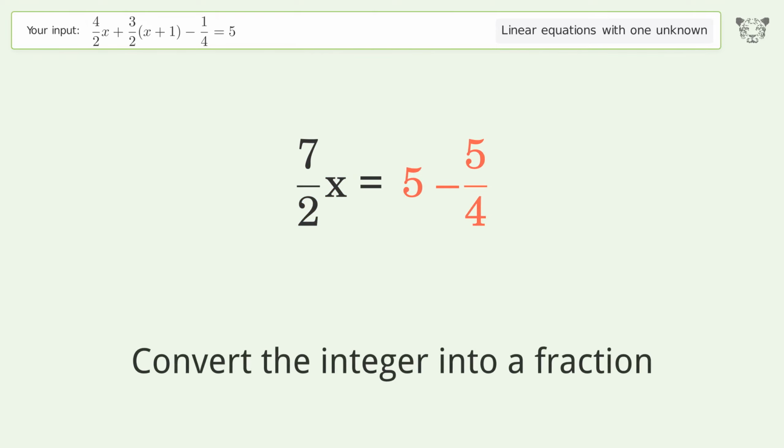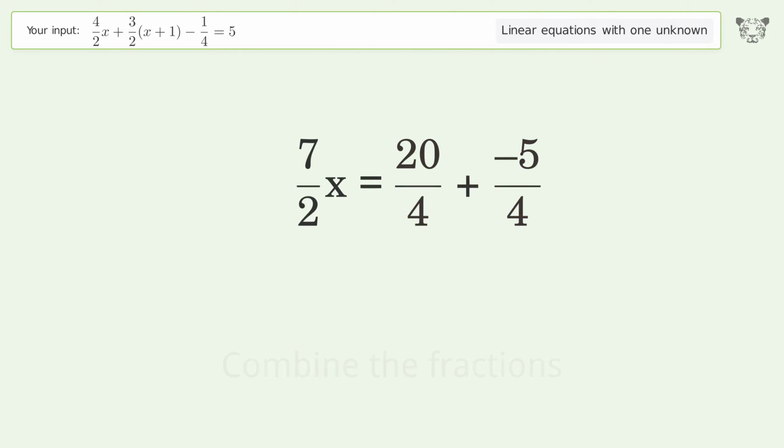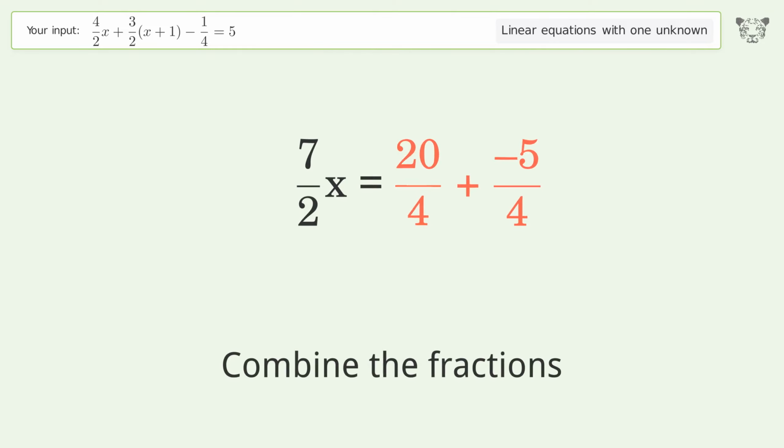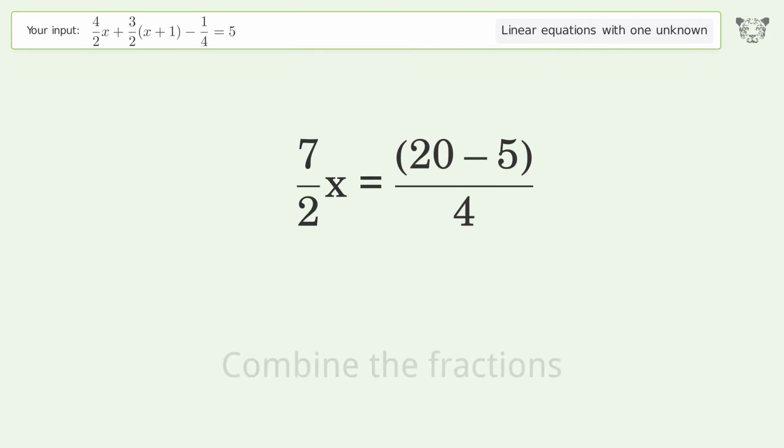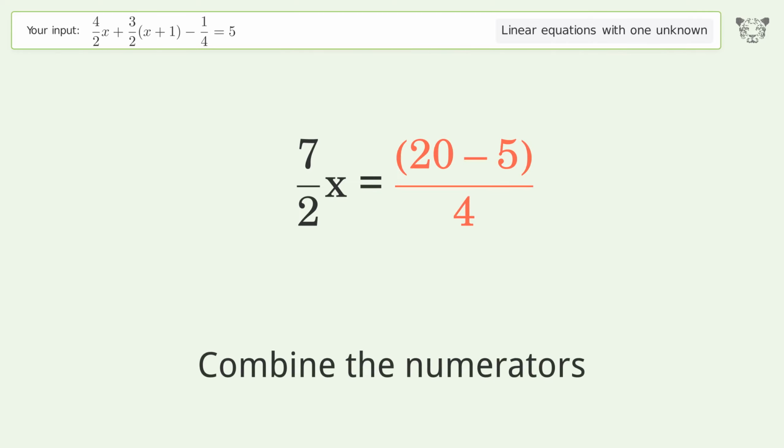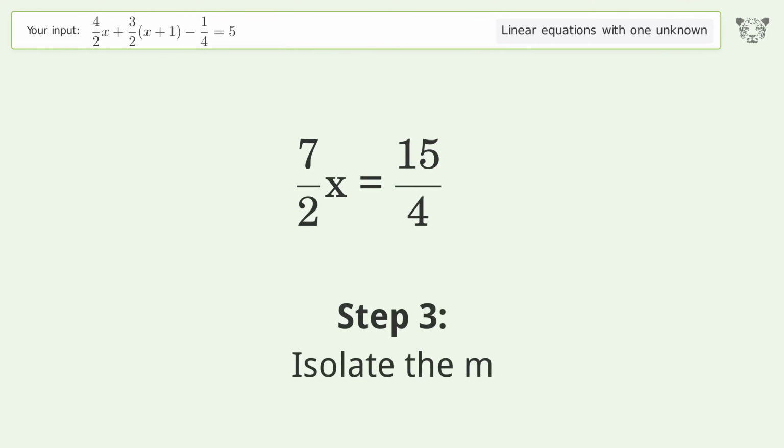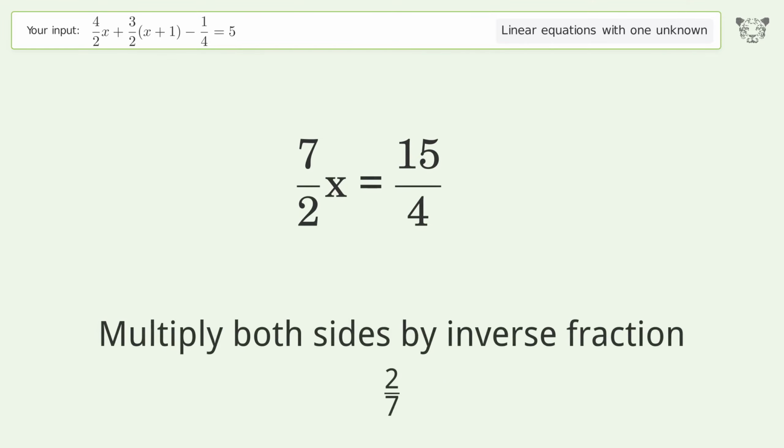Convert the integer into a fraction. Combine the fractions. Combine the numerators. Isolate the m. Multiply both sides by inverse fraction 2/7.